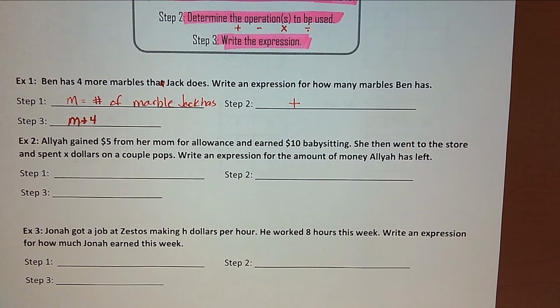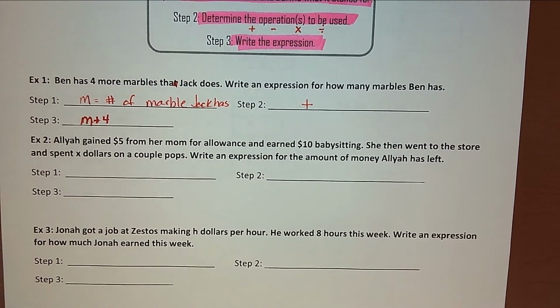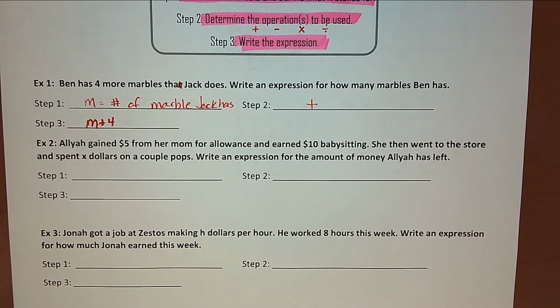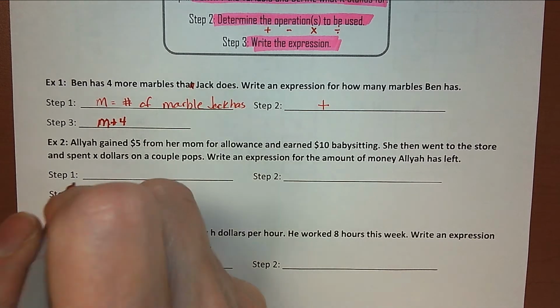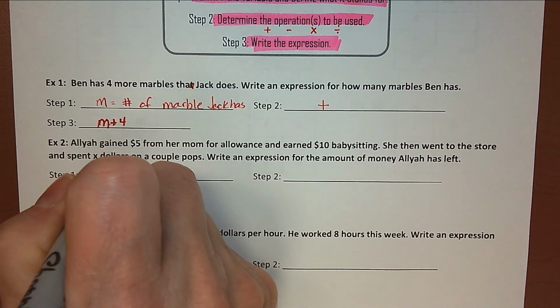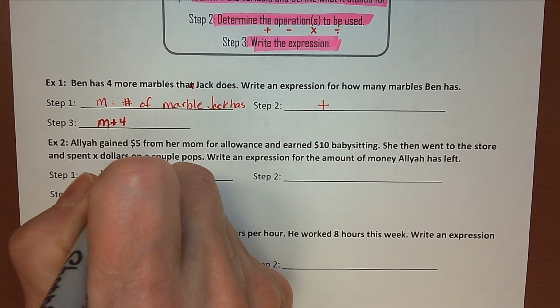Elia gained $5 from her mom for allowance and earned $10 babysitting. She then went to the store and spent X dollars on a couple of pops. Write an expression for the amount of money Elia has left. All right, so X will be our dollars that we spent. We don't know how many she spent, so that's going to be dollars spent.